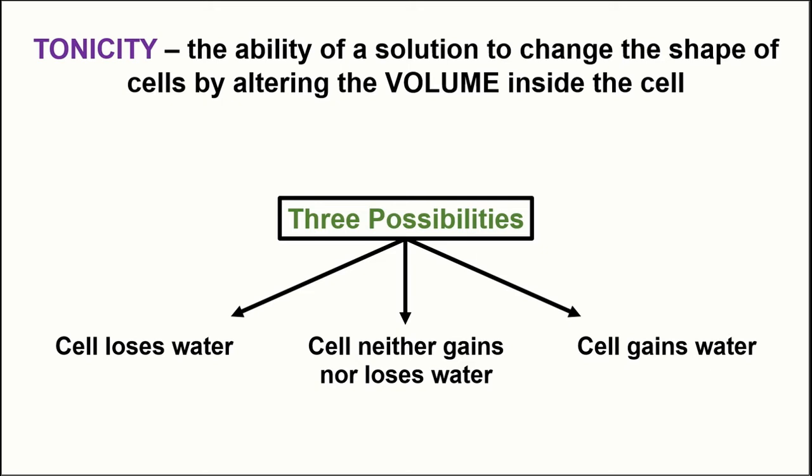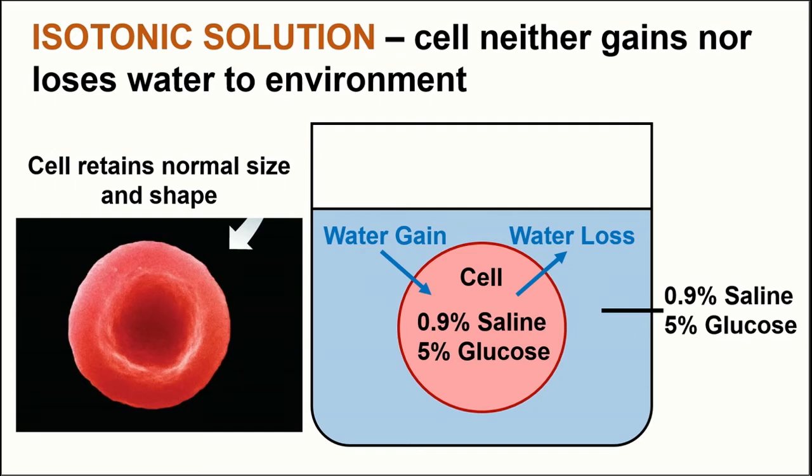And with tonicity, we see that there are three possibilities. Our solution in question here could cause the cell to lose water, could cause the cell to neither gain nor lose water, or could cause the cell to gain water. So let's look at all three of these scenarios one by one. First, I'll introduce you to the isotonic solution.